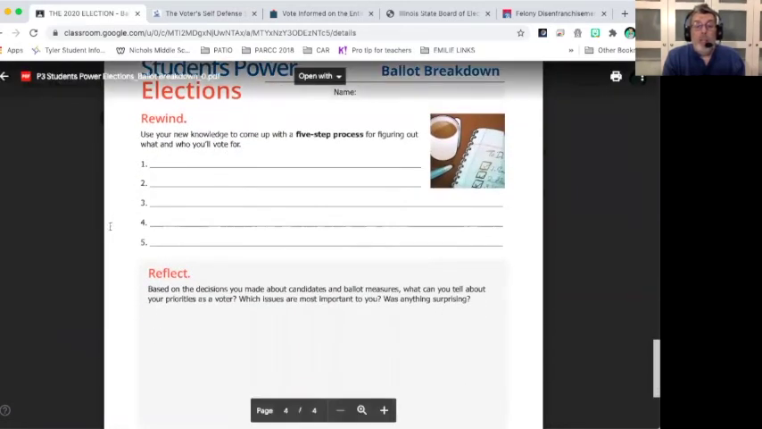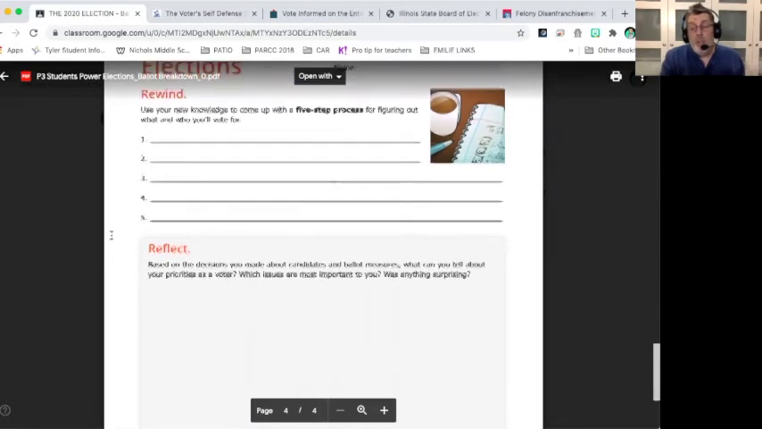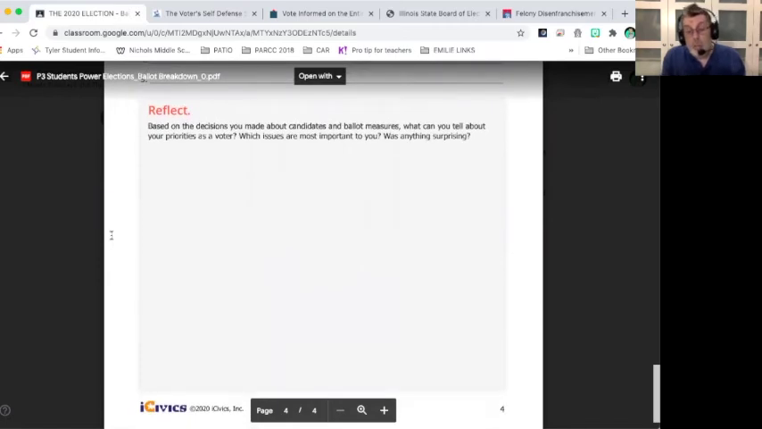Here in the rewind, again, if you want to just list the 5-step process to figuring it out, or just talk about 5 things that you're taking away from the information, that's fine as well. And again, the reflection is always the most important part. So based on the decisions you made about your candidates and ballot measures, what can you tell me about your priorities as a voter? In other words, what is it that you're looking for in a candidate? What issues are most important to you? And was anything in this whole process surprising? Right? Again, these are the parts that we're going to bring to our discussion when I see you.